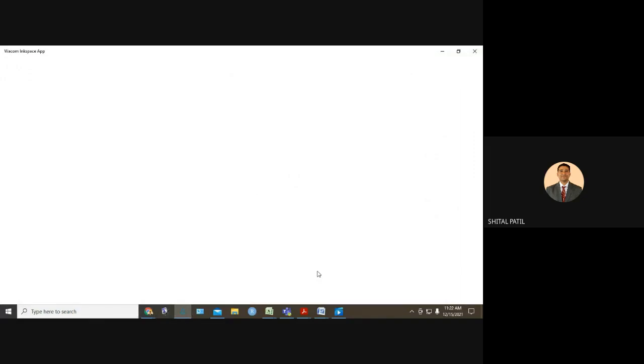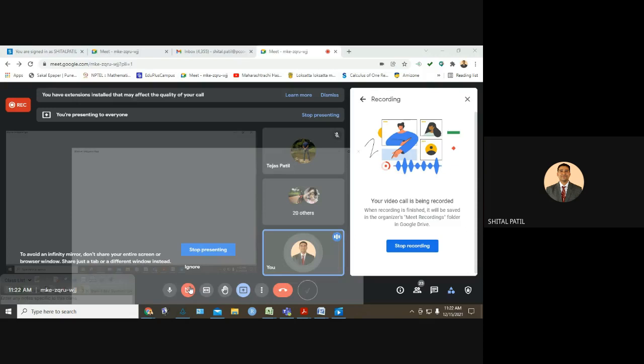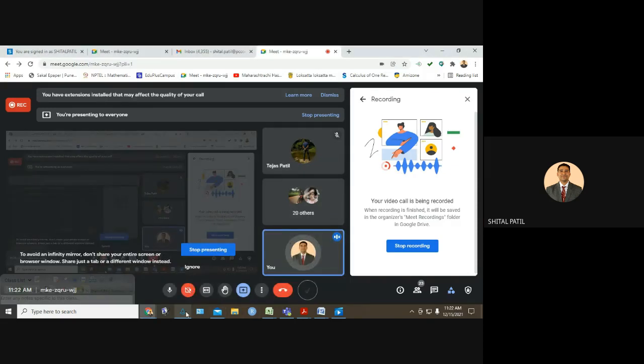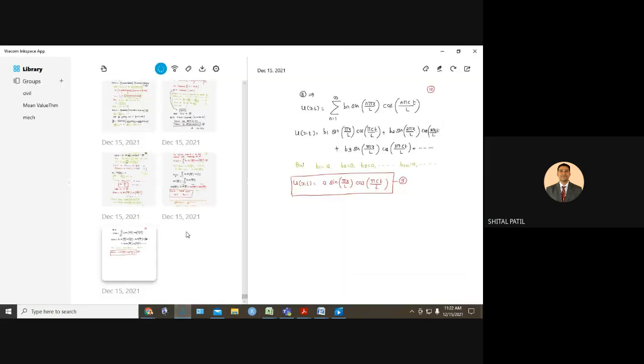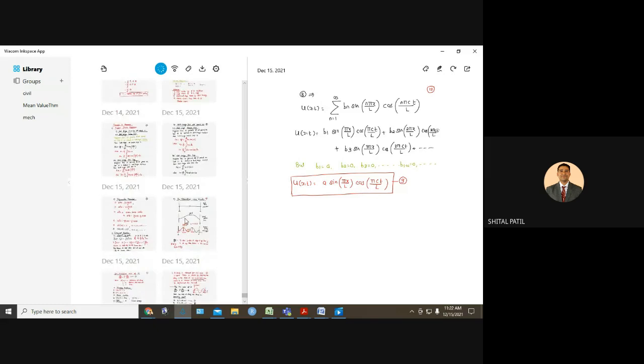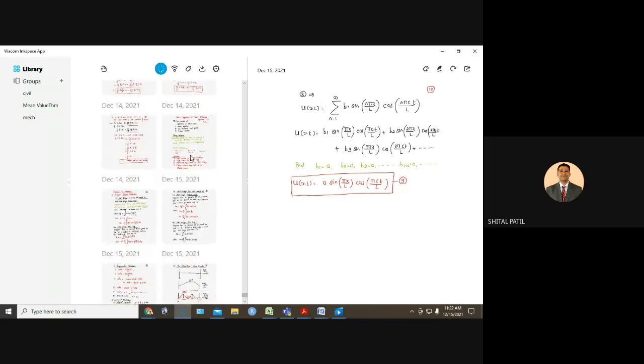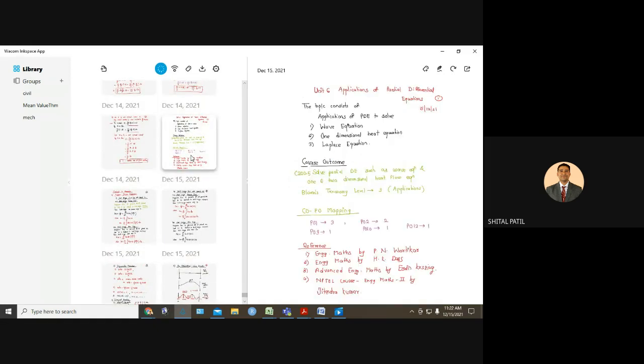So let me revise whatever we studied still. Our aim is to solve the partial differential equations. In fact, they are the second order partial differential equations. So we started with applications of partial differential equations: the wave equation, the one-dimensional heat equation, and the Laplace equation. Laplace equation is also known as the two-dimensional heat equation.